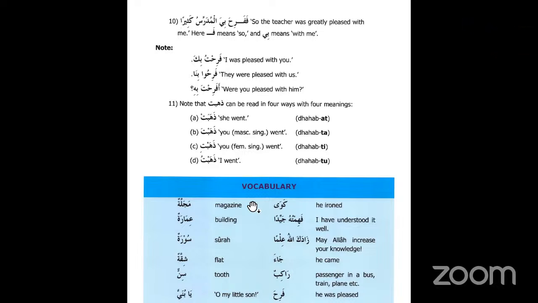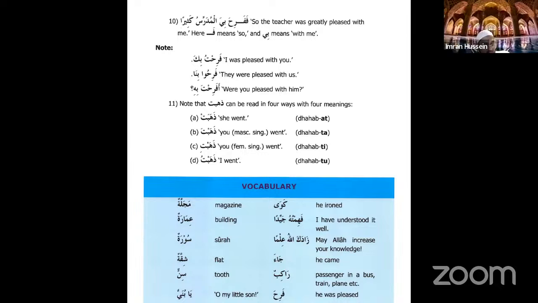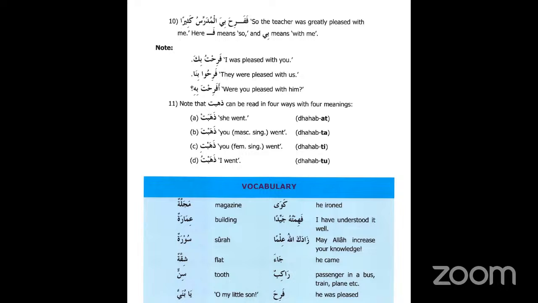Number 10. Fariha biyal mudarrisu kasiran. So the teacher was greatly pleased with me. Here, fa means so, and bi means with me. Note, farihtu bika. I was pleased with you. Farihu bina. They were pleased with us. Farihtu bihi. Were you pleased with him?